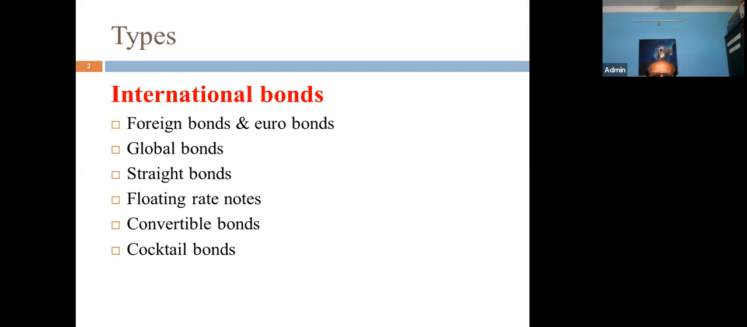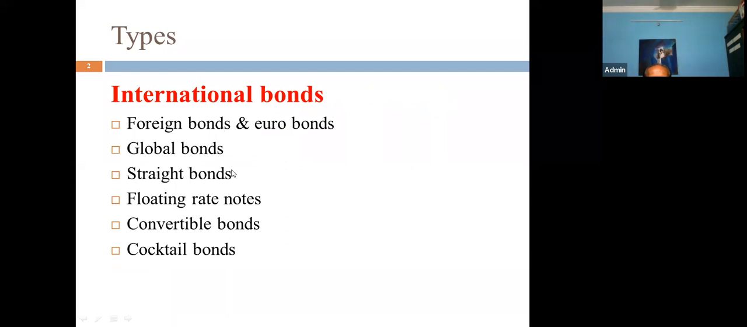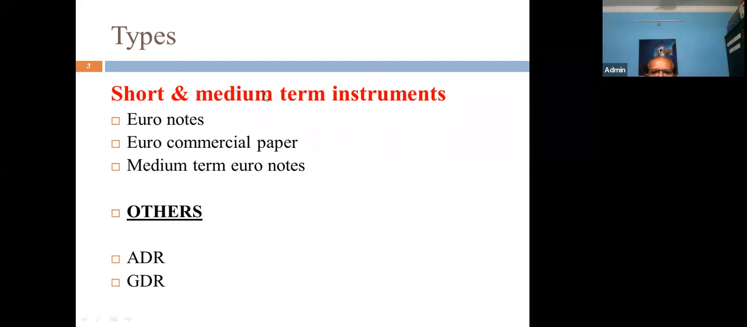Now I'm going to the next slide. These are short-term and medium-term instruments. Short term is basically for a few months, maybe 1, 2, 3 or 6 months, and medium term is from 1 year to a maximum of 3 years. Euro notes, Euro commercial paper, medium-term Euro notes, and also ADR and GDR belong to the short and medium term. The earlier listed bonds are long term, and these are short-term and medium-term instruments.